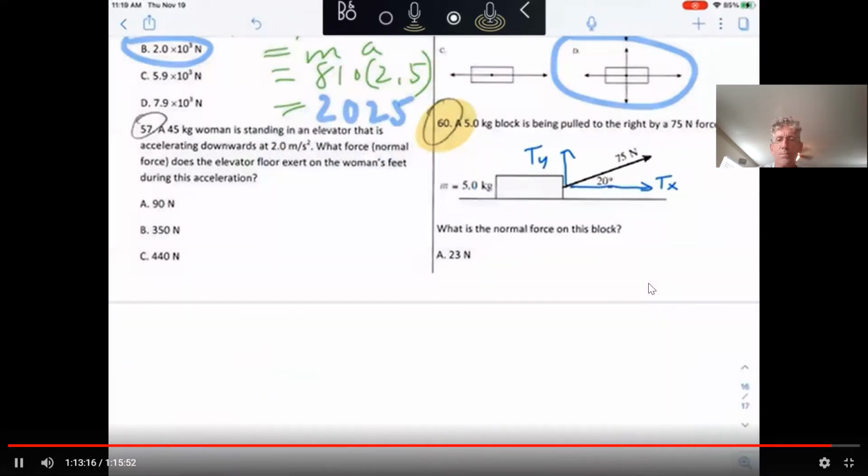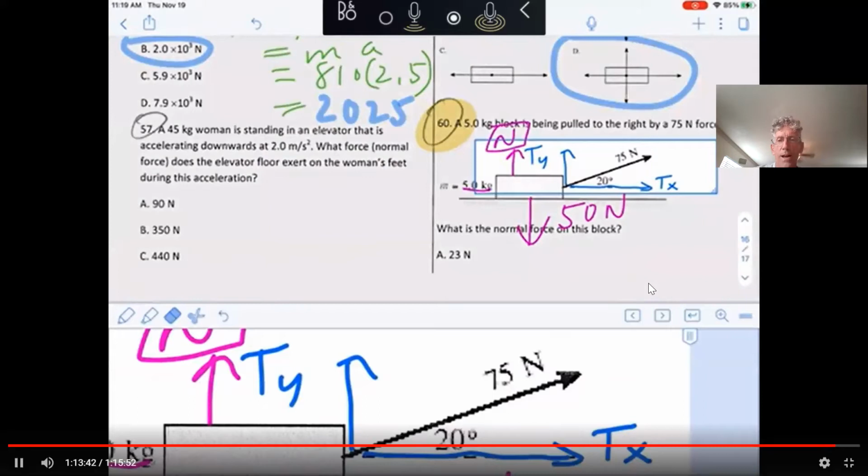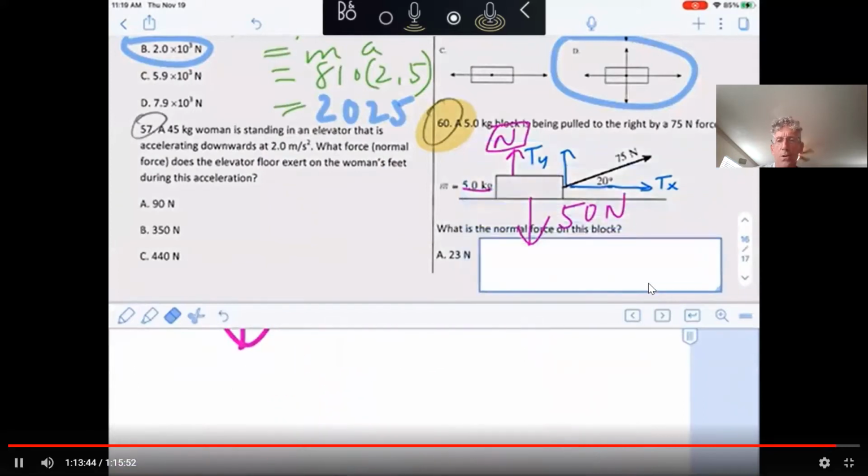No, that's not the normal force. That's just one of the upward forces. The normal force is pushing up against the block. Normal force plus the Ty equals the weight. The mass is 5 kilograms, so weight is 50 newtons. So N plus Ty has to equal 50. So I should be able to do that. Those are the trickiest ones there are.